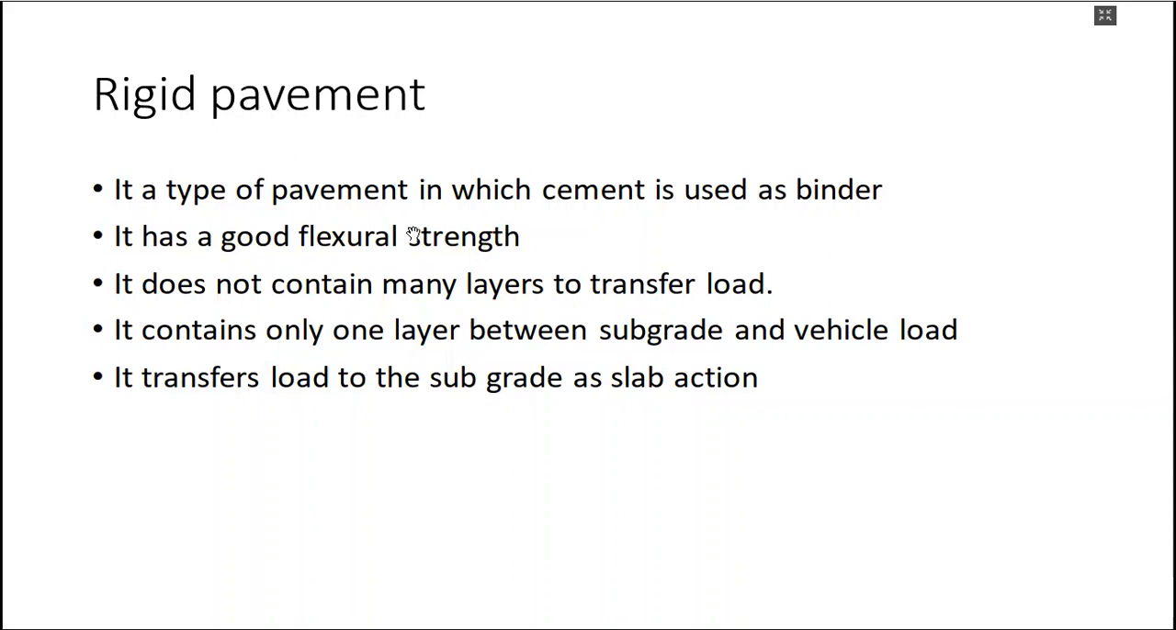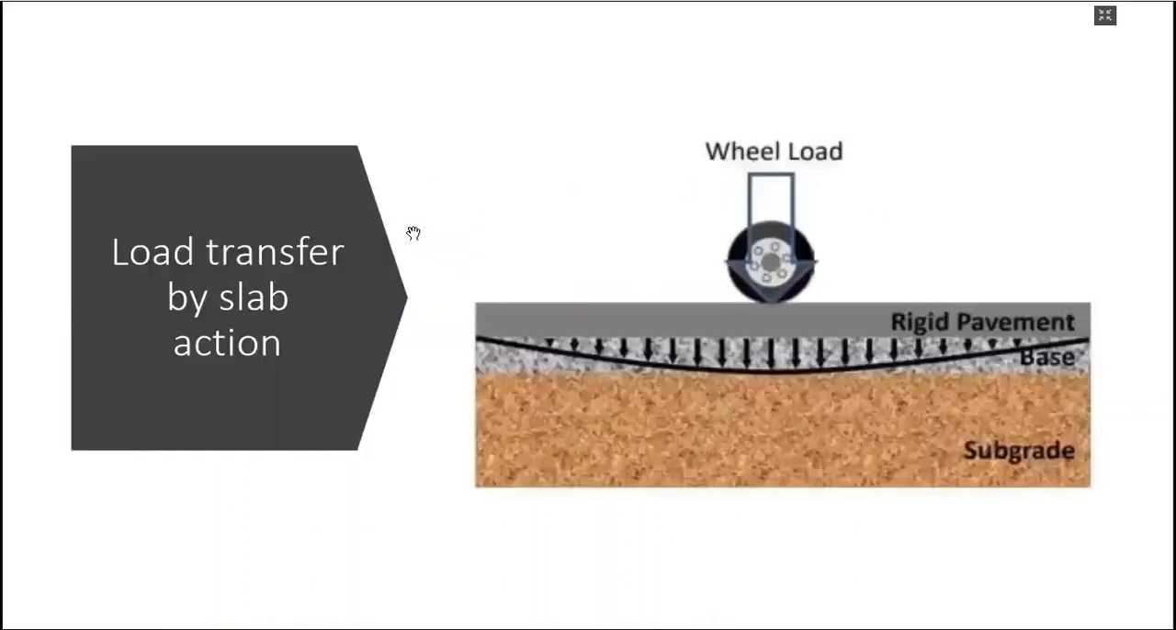As we can say, this type of pavement has a good flexural strength. So this type of pavement takes the load from the vehicle and distributes it uniformly along the subgrade and provides a larger area so that the subgrade material does not fail. We can see in this figure that the load is being transferred by slab action to the base and the subgrade. We generally provide one layer, but it may depend upon the conditions of the soil whether we have to provide the base material or not. It depends upon the subgrade properties.